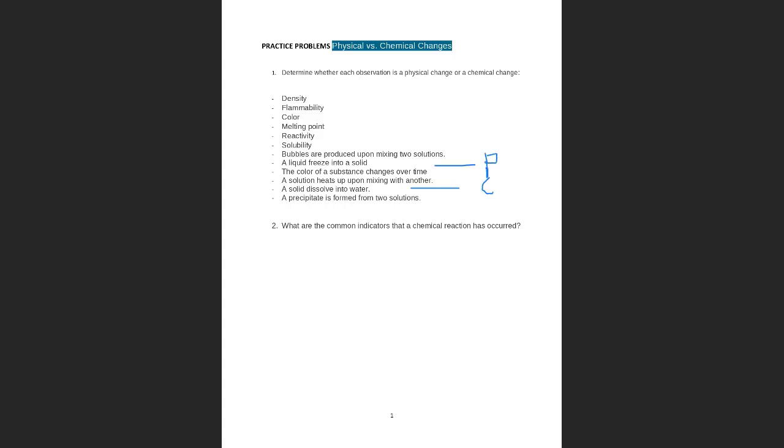In order to look at the color, when you look at the color of a substance, do you produce a new substance? In order to measure the color, do you have to produce a new substance? If the color changes, but that is different.